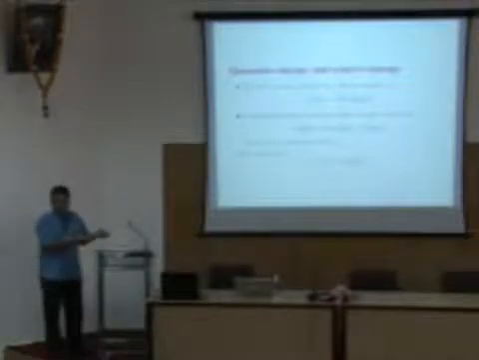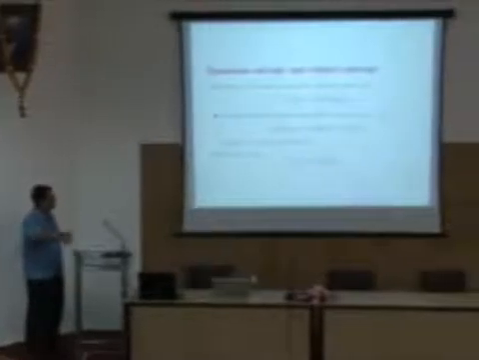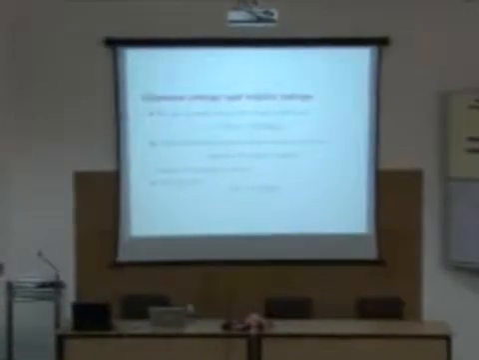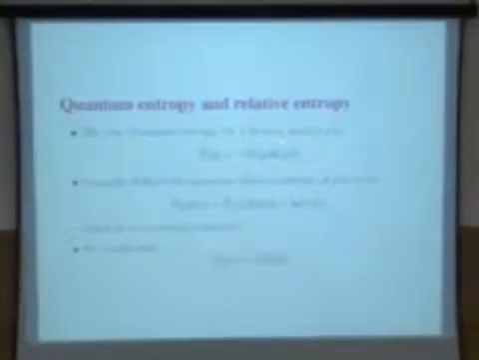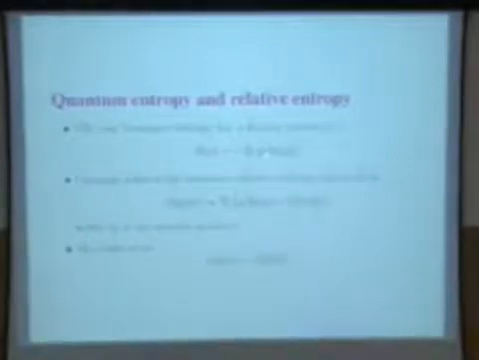This is what I'm going to do in most of this talk. Only in the later part of the talk, I'm going to talk about some selected topics. So let's start with the definition here. The von Neumann entropy for a density matrix rho is given by minus trace rho log rho.